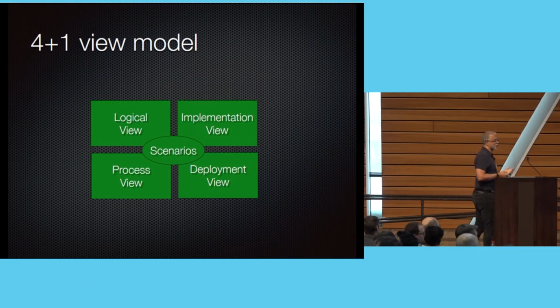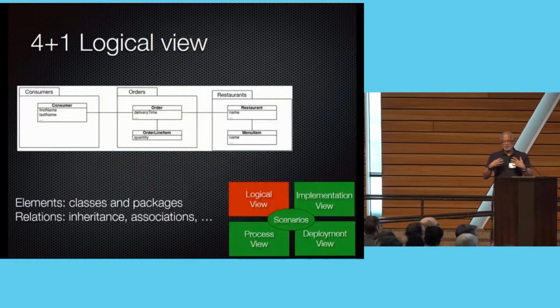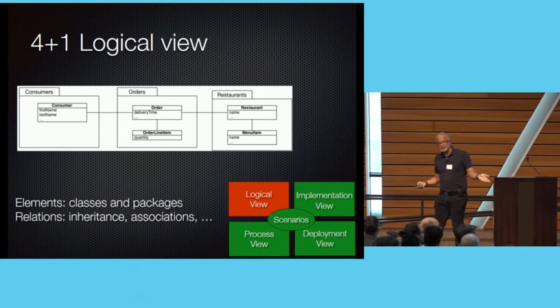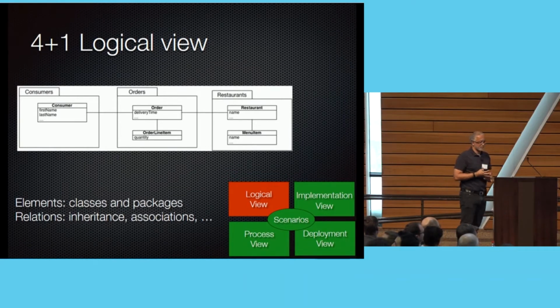You have the logical view, which describes what we as software developers create. Since we're programming in object-oriented languages, the logical view is basically classes. Classes are organized into packages. And the relations are the relationships between those classes: associations, inheritance, all of the standard OO relationships, plus dependencies between packages. So that's the logical view.